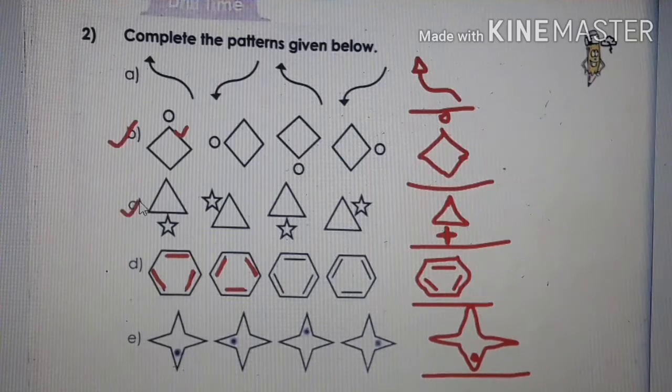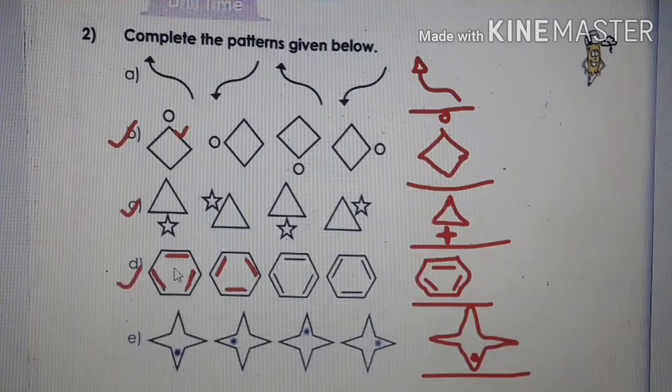See, here are triangles, but what is the difference? Stars are drawn on different sides, right? One is bottom, other is side, then bottom side. So next will be bottom. Clear, children?